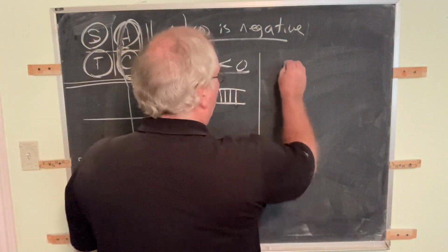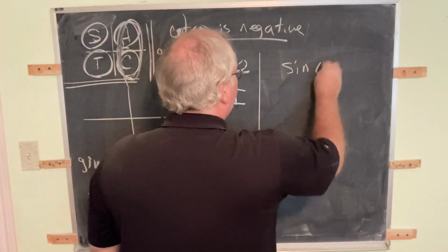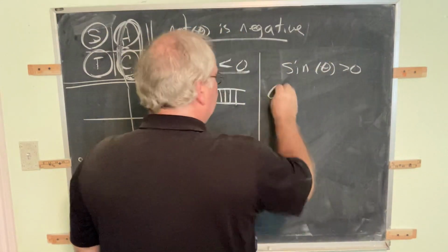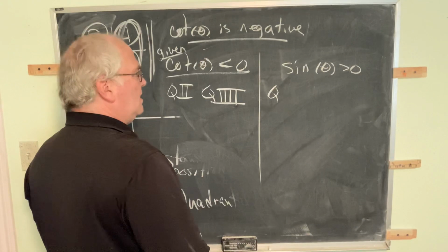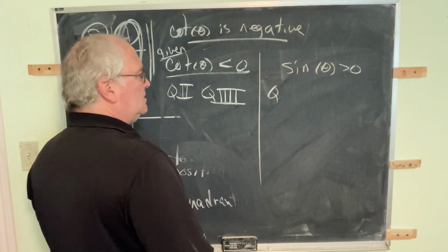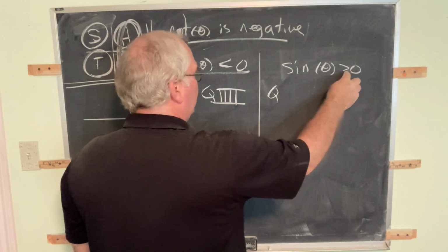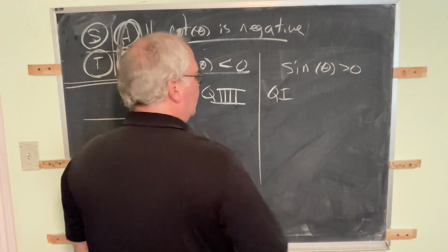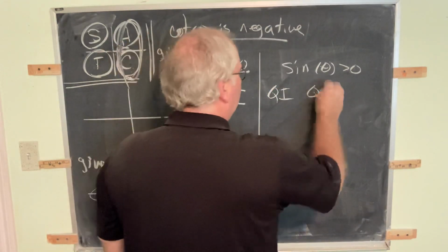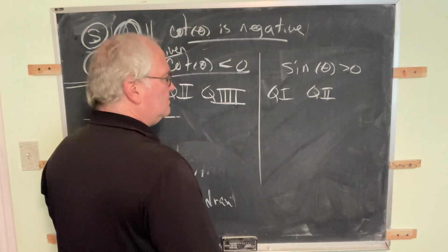Because if sine is greater than 0, what quadrants? Well, greater than 0 means positive. Where is sine positive? In quadrant 1 and quadrant 2.